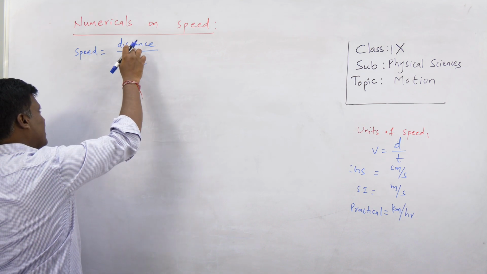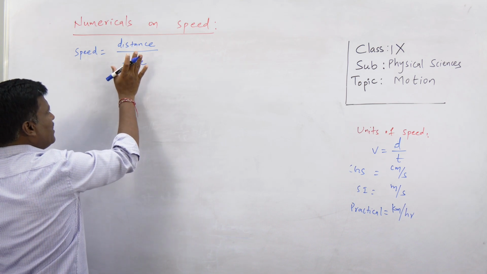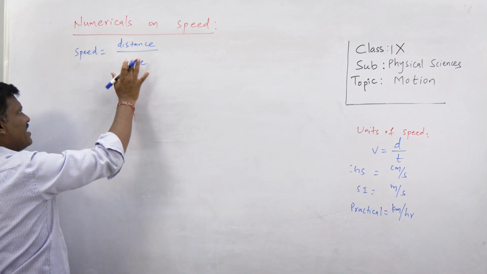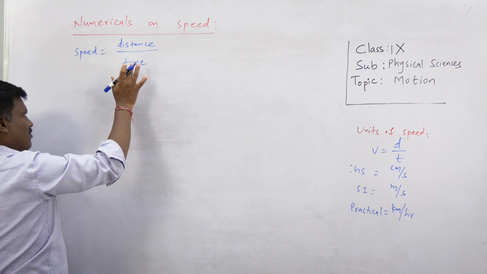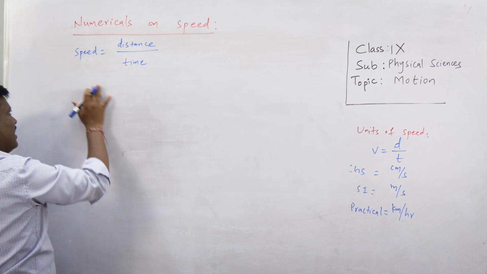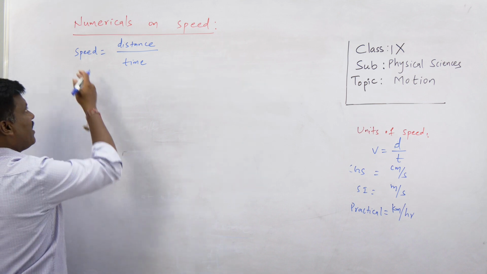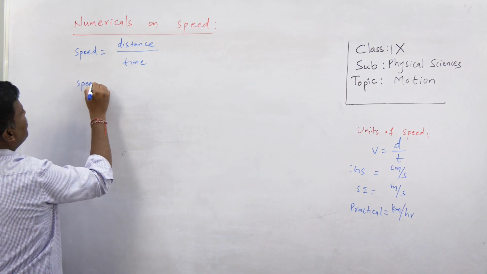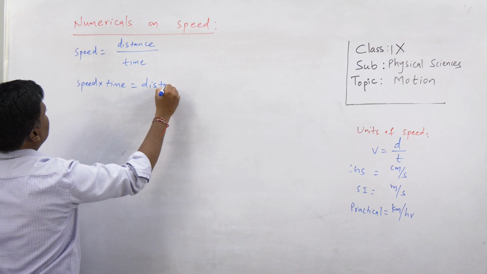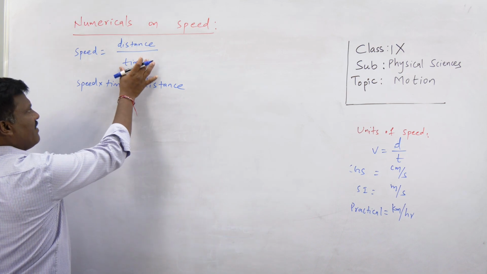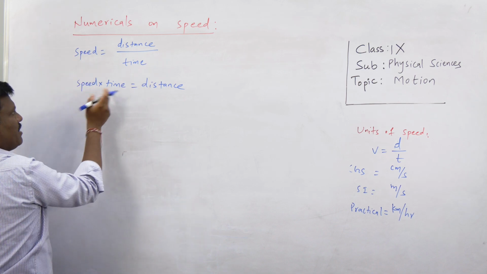If they ask you to find the distance, now you have to bring this time from RHS to LHS. What does the time do here? Time is dividing distance. So the quantity which is dividing on the RHS, if you transpose it from RHS to LHS, becomes a multiplier of this quantity. Then speed into time is equal to distance. So distance is equal to what? Speed into time. It is dividing; if you transpose it here, it multiplies.